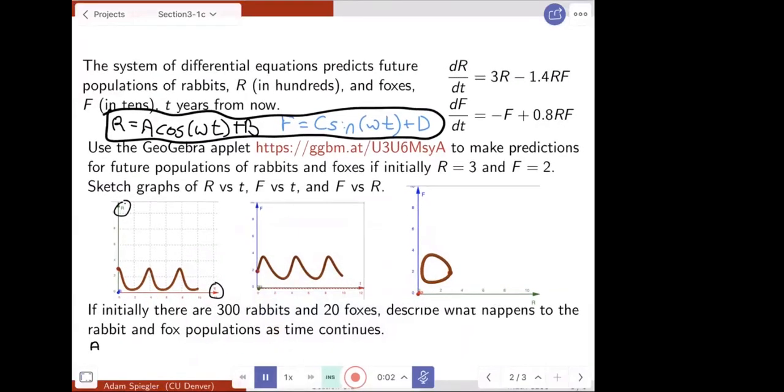So what we're seeing is, at first, we're starting here, and the rabbit population is going down because we're moving to the left, and the fox population starts going up initially. As we're moving along this piece of the curve, there's a lot of rabbits, there's not many foxes, so the fox population is going up because they've got a good food supply.